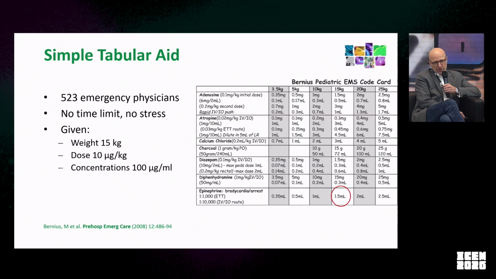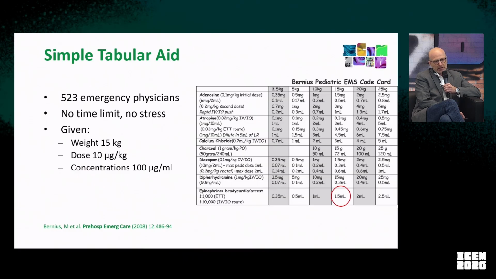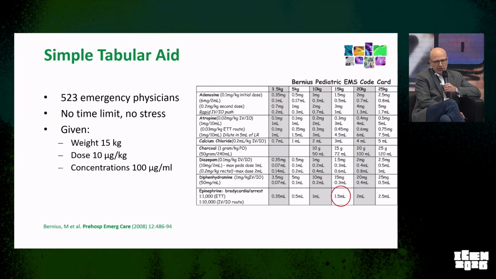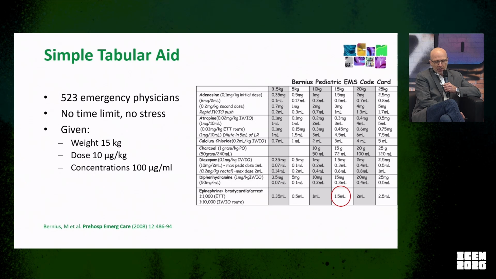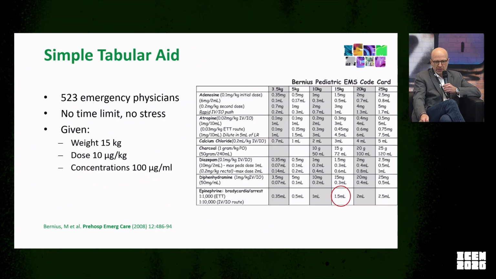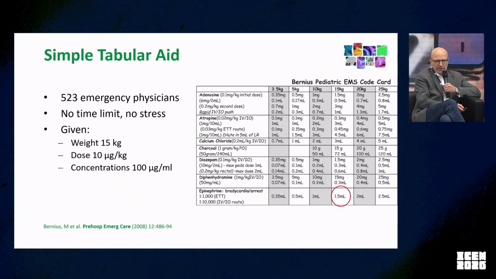This is a table where emergency physicians sit in a room with no time limit, no stress, no emergency case, and they were asked to give the dosage of epinephrine for a child weighing 15 kilograms, a dose of 10 micrograms, and they should give the number with a solution of 100 micrograms per kilogram. Either they had no aid or they had access to this table. This table offers the calculated number ready to read.